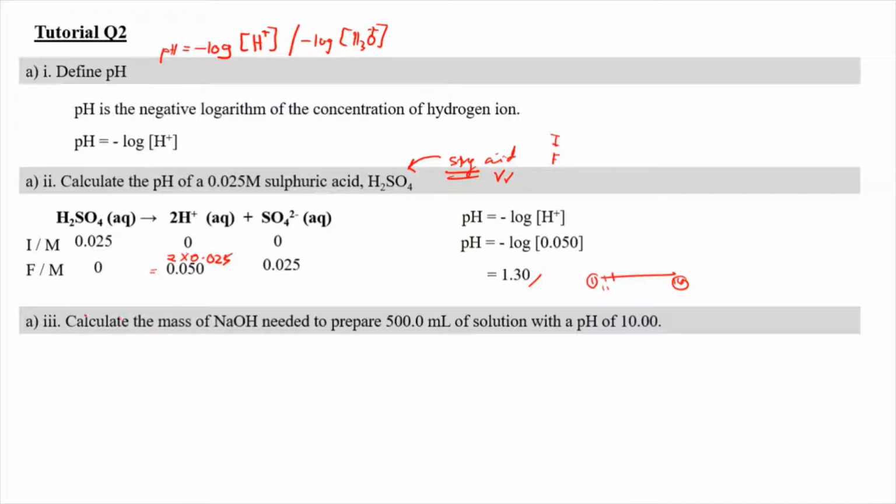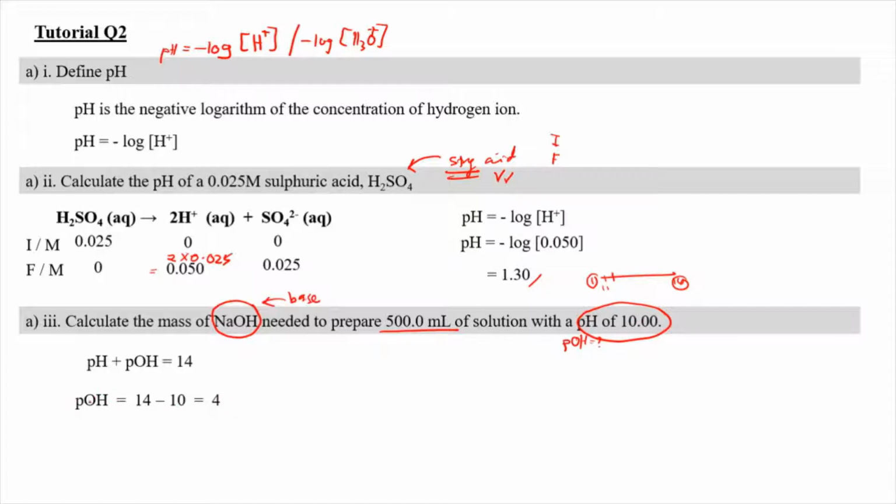And now for question A3, we need to calculate the mass of the NaOH needed to prepare 500 ml of a solution with a pH of 10.0. So our NaOH, we know that it is a base. So from the pH here, we can find the pOH first, and then we can find the concentration of the OH. So in order to do that, we know that the pH plus pOH is equal to 14, and we can find the pOH, in which the pOH is equal to 14 minus the pH of the solution, which is 10, then we're going to get the pOH to be 4.